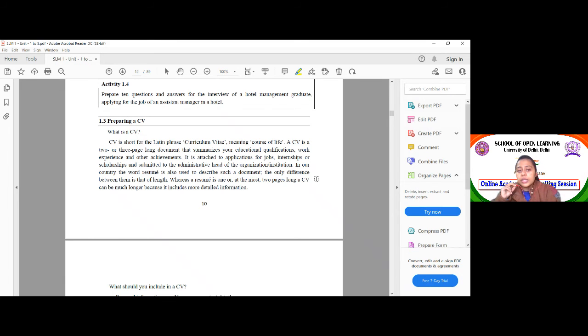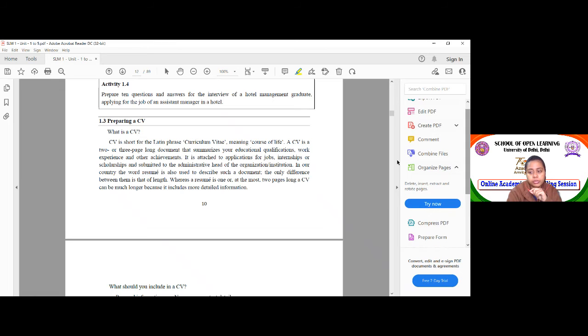The only difference between them is that of length. Whereas a resume is one or at most 2 pages long, a CV is much longer because it includes more detailed information. So whoever asked the question whether a CV is a resume, you have your answer right here. It is a resume, but a CV is a more detailed version of the resume. A resume is more like a biodata, where you just write everything in short. But in the CV you describe everything that you are writing. That is like the main difference between the two.